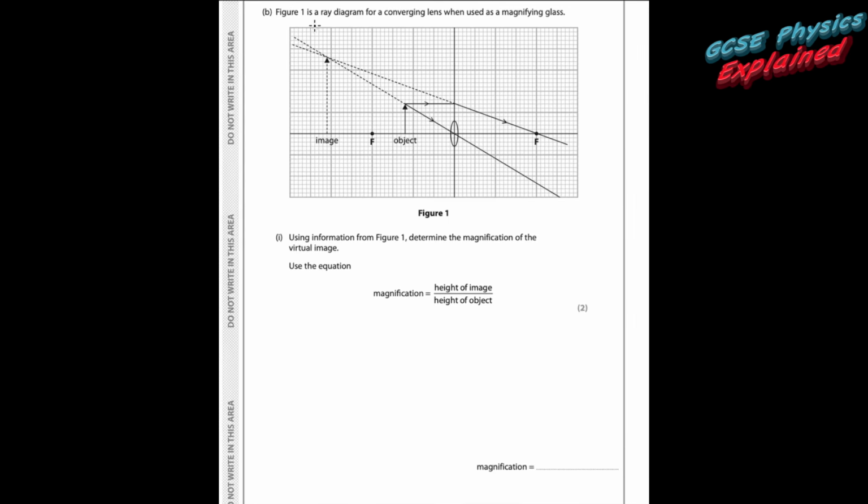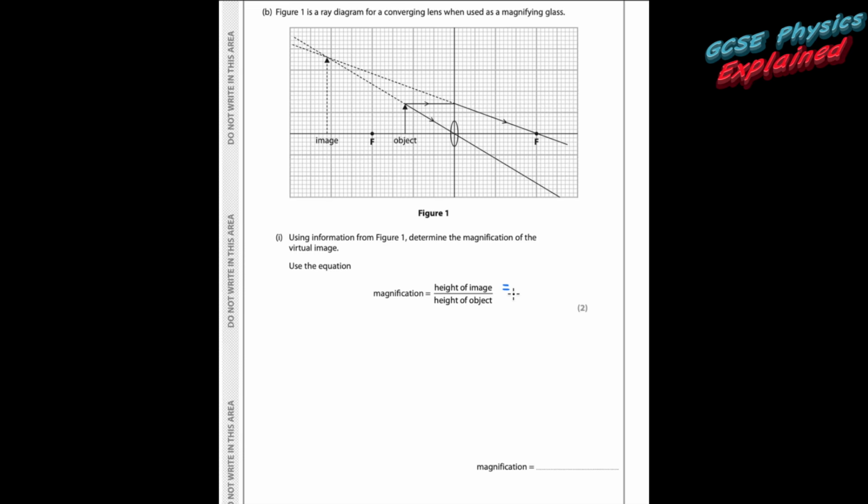Part B. Figure 1 is a ray diagram for a converging lens when used as a magnifying glass. Part 1. Using information from Figure 1, determine the magnification of the virtual image. Use the equation height of the image divided by height of the object. So just simply measure the height of the image.